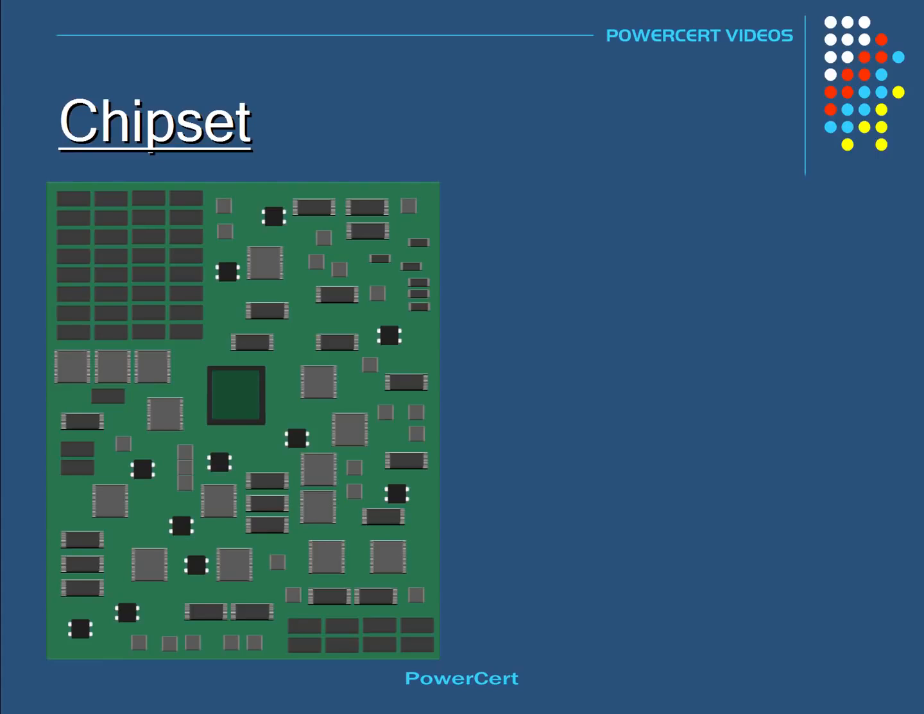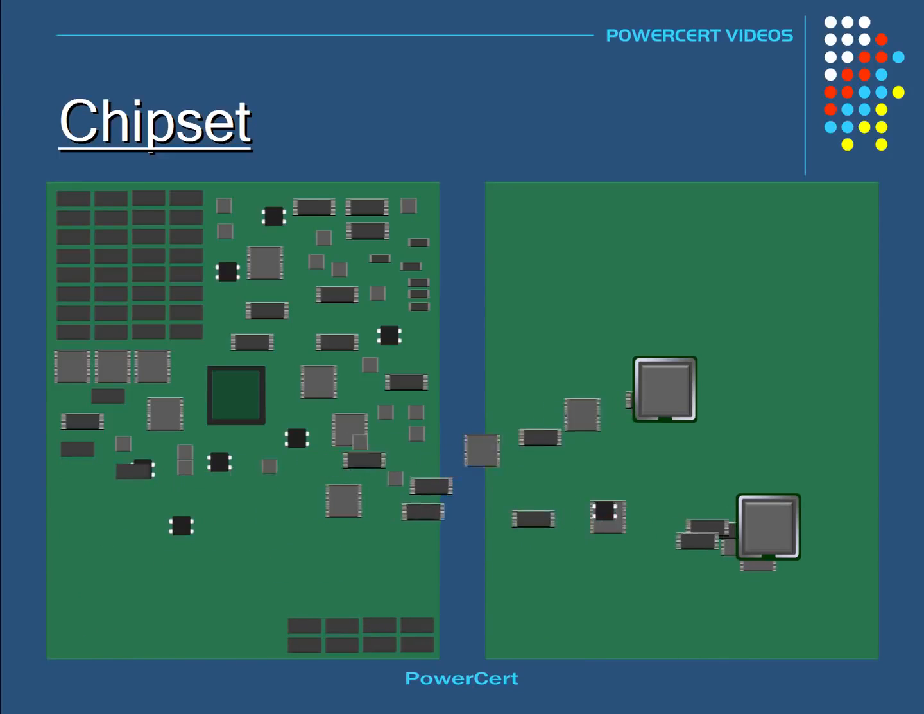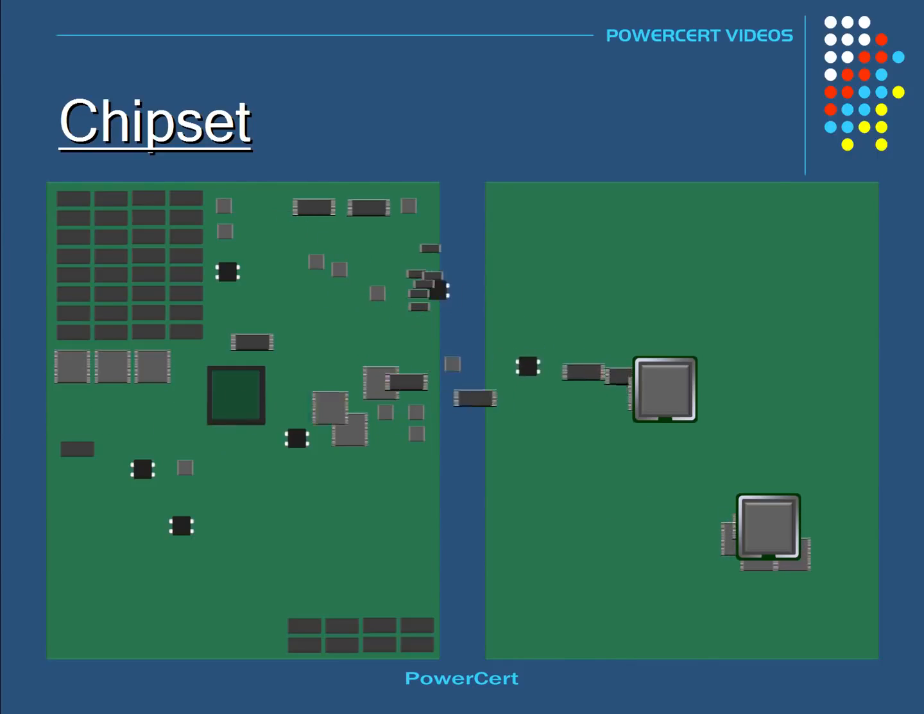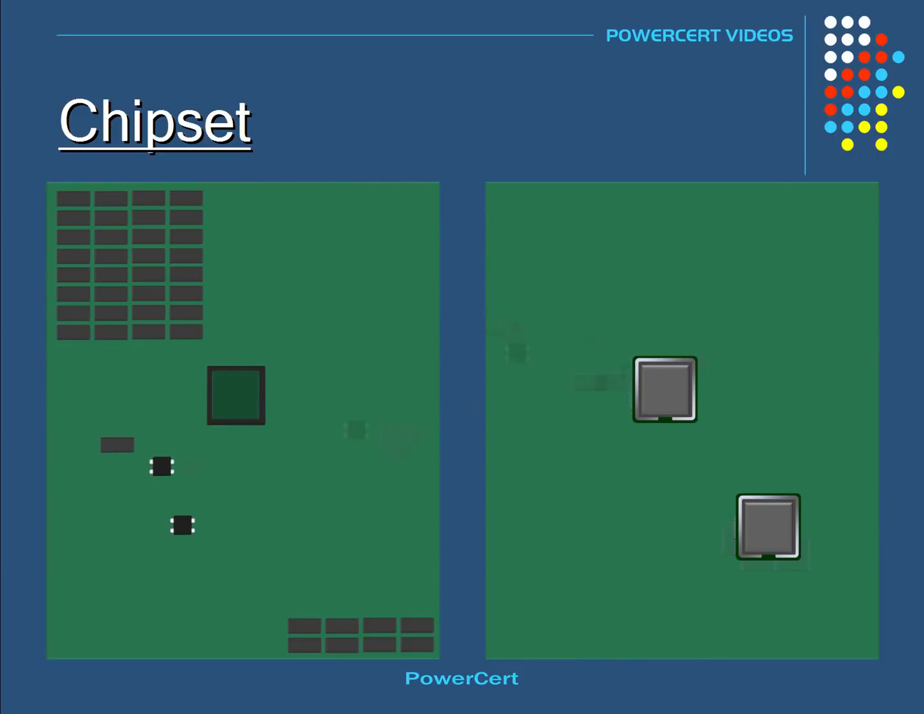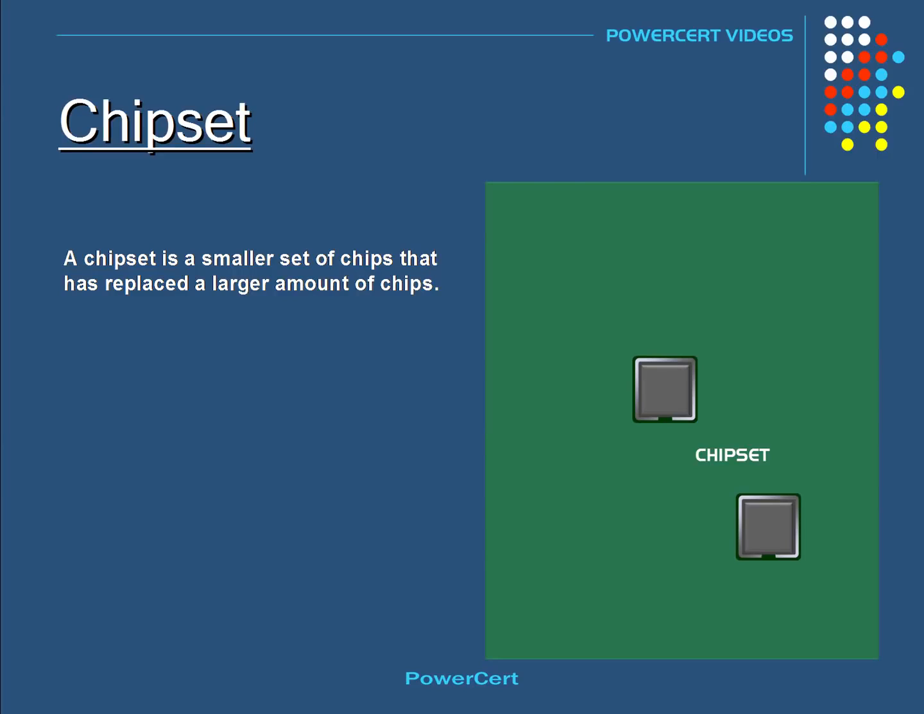As technology progressed, computer engineers decided to reduce the number of chips and have them in a more centralized location. So instead of having these different chips scattered all over the motherboard controlling different functions, they reduced the number of chips to do the same job and condensed them to only a few chips, or what's now called a chipset. And that's what a chipset is. A chipset is a smaller set of chips that has replaced a larger amount of chips.